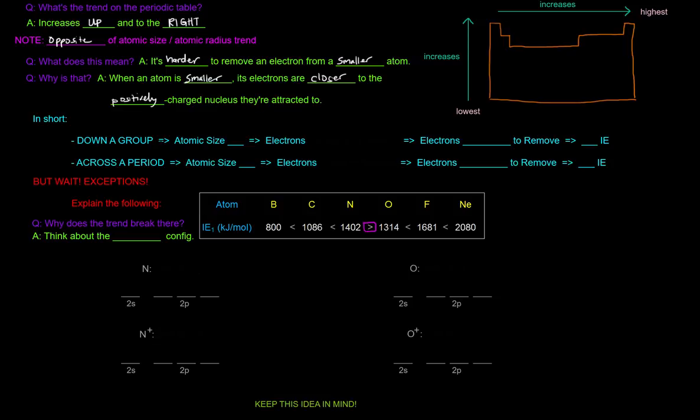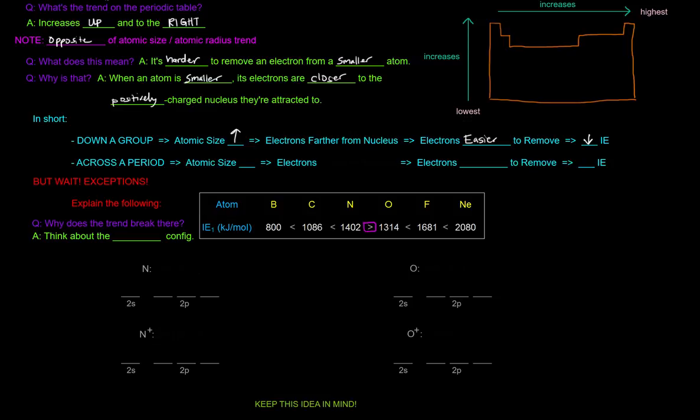So in short, when you're going down a group, the atomic size increases, right? As you go down a group, the atom size is bigger and the electrons are farther away from the nucleus. So in that case, the electrons are easier to remove. If they're easier to remove, then the ionization energy is lower. So that's why the lowest ones are down to the left.